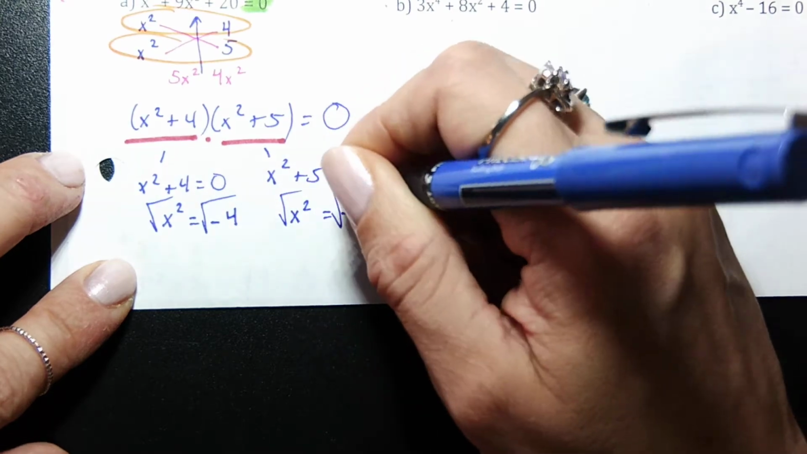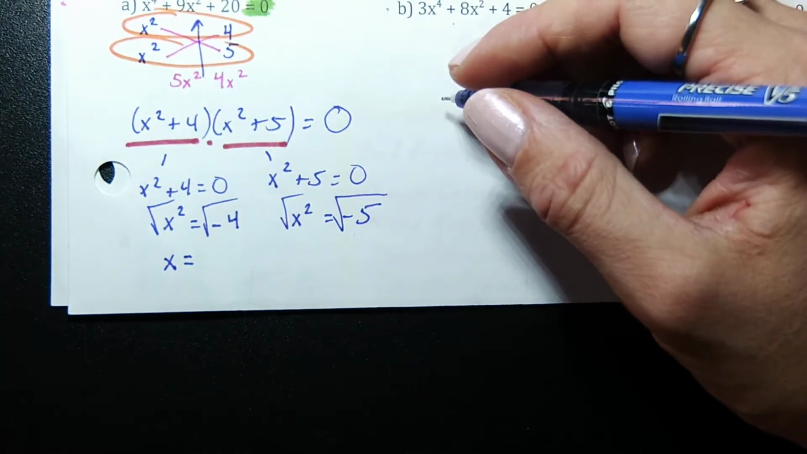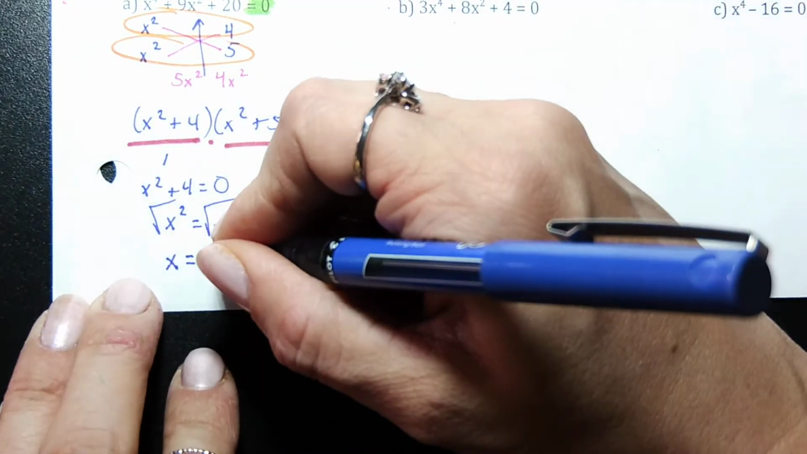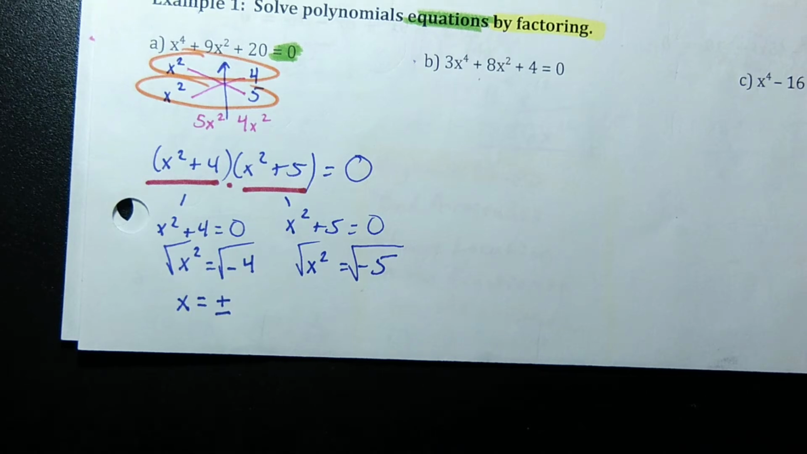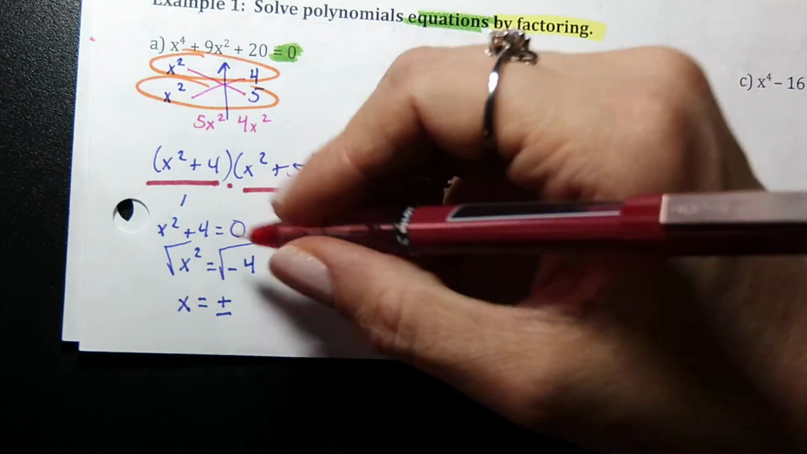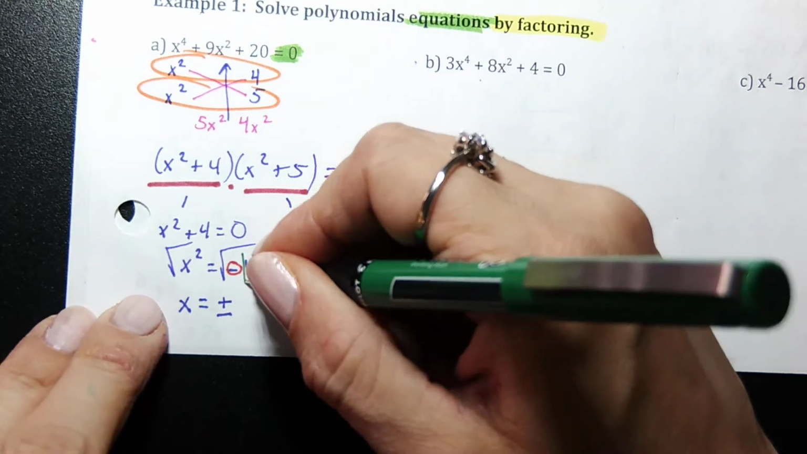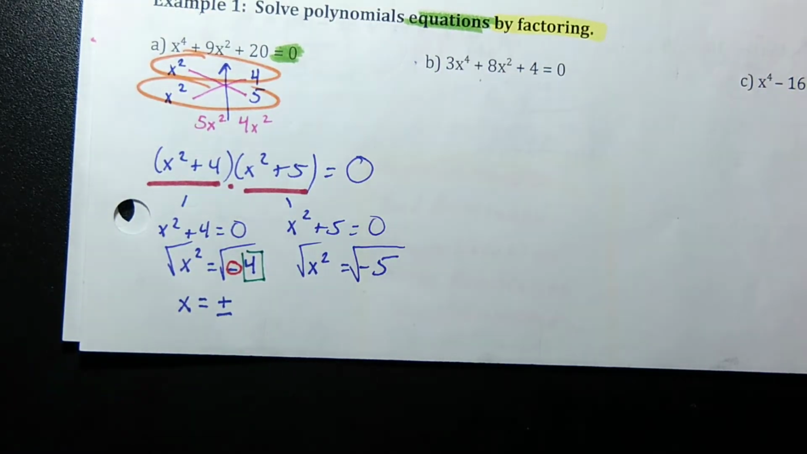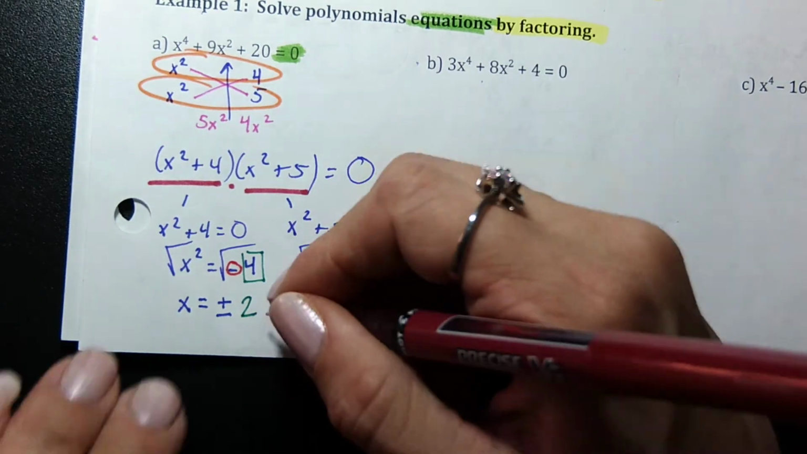Now when I do this, x is equal to, the first thing that we put in is the plus or minus. What's the square root of a negative? Oh, there it is, coming back to haunt us from term 1. It's i. And what about the square root of 4? 2. So my solutions are plus or minus 2i.